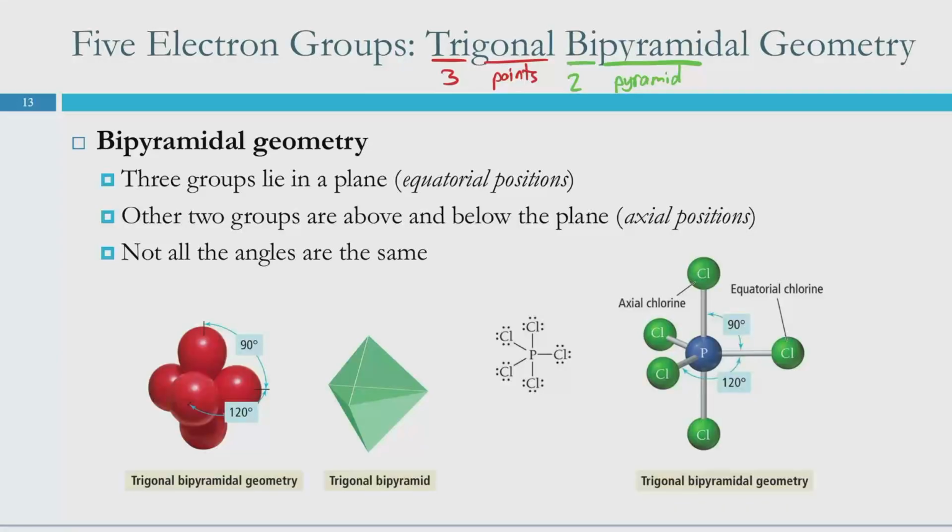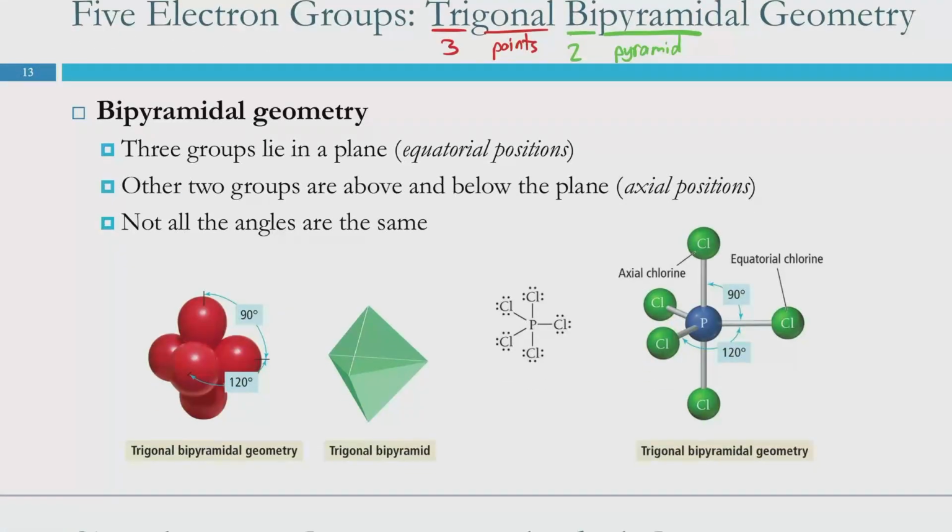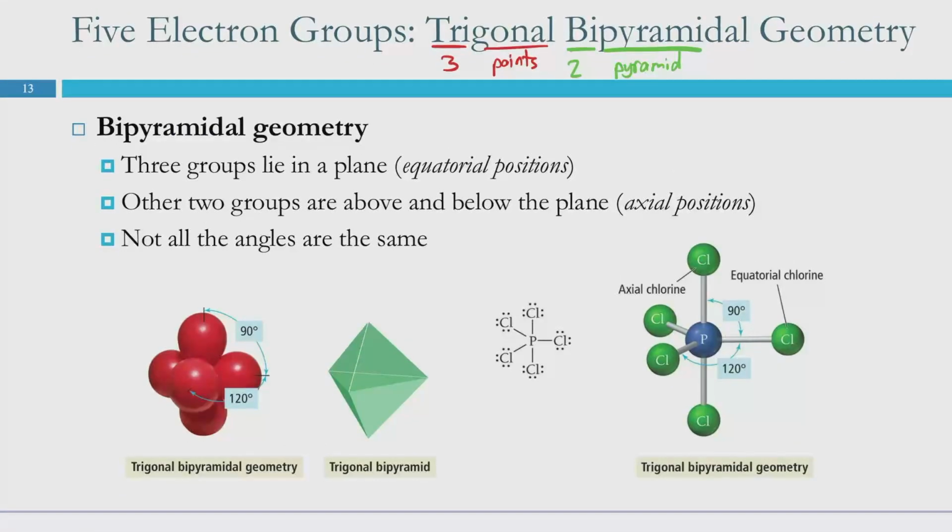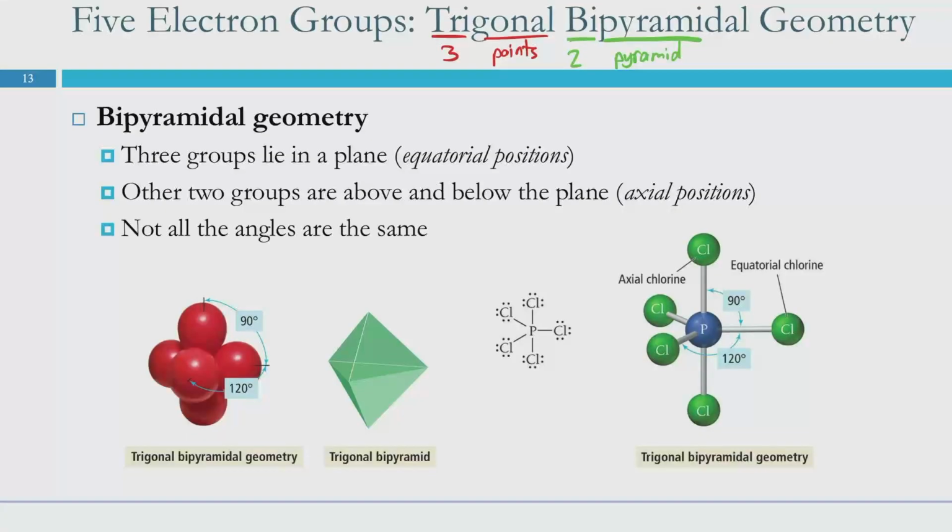The pyramids that we're probably used to seeing have 4 corners at their base. The bipyramidal geometry, the trigonal bipyramidal geometry, has a three-pointed triangle. This would be the same shape as a D6, a six-sided die.